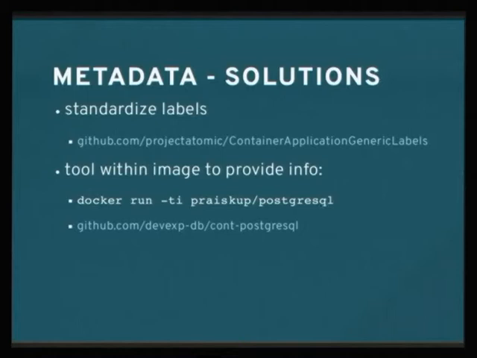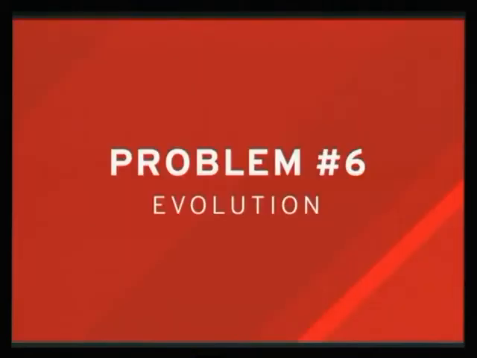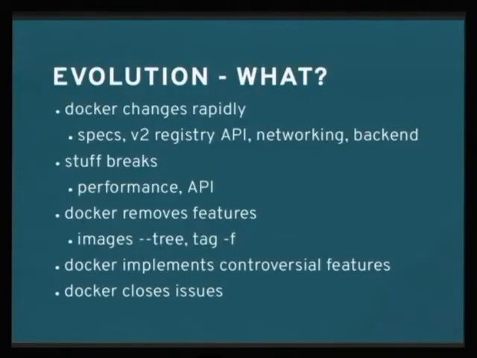Okay, let's go to the next problem, and that's evolution, which is the most controversial thing. As I was working for the past year with Docker, building images and that kind of stuff, the most intrusive thing for us was that Docker was changing so rapidly. It was changing with every release. We had to fix a lot of bugs when a new release came. We had to work around stuff. We are still working around this stuff.